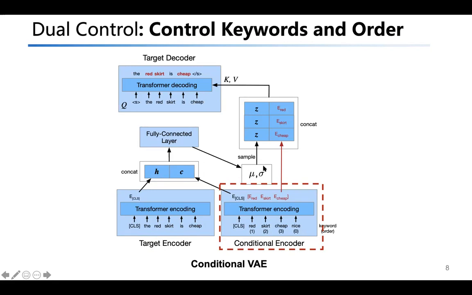Finally, we can feed the concatenated embedding from the target encoder and the conditional encoder to get the distribution of the latent space. The decoder tries to reconstruct the input data based on the distribution of the latent space and the conditional encoder.